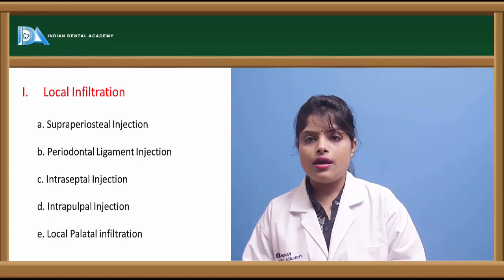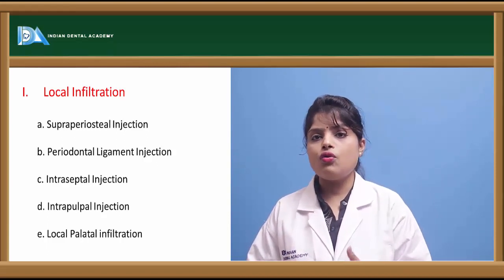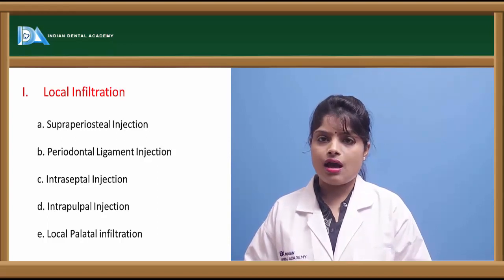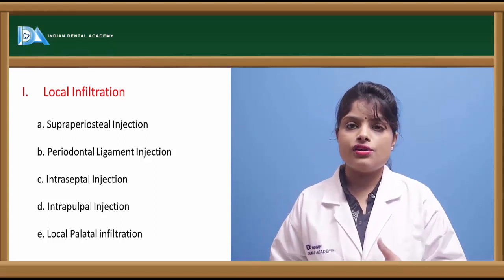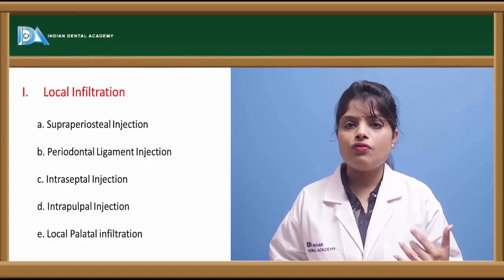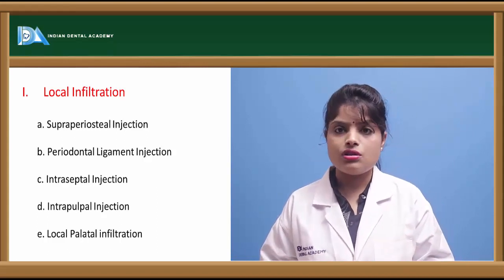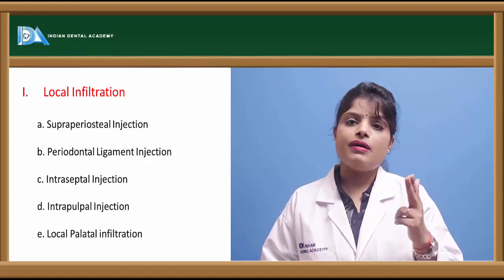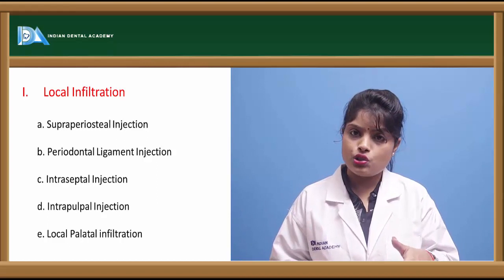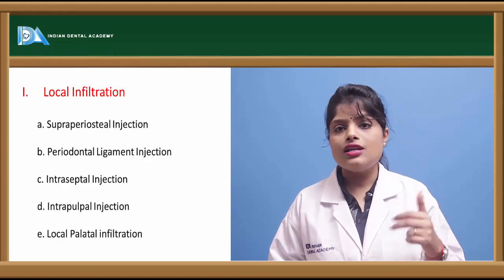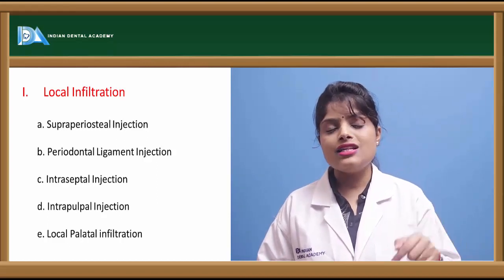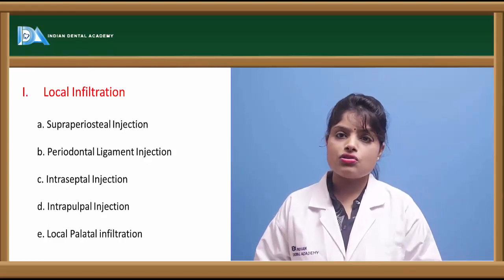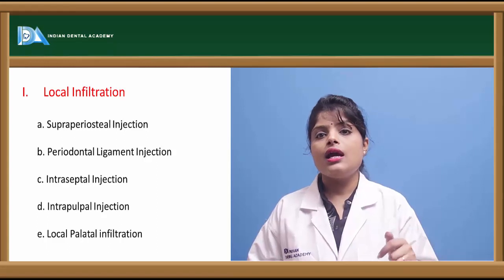Then come the various types of local anesthesia techniques. The various types of local anesthesia techniques are either block or infiltration. Infiltration can also be of various types. The infiltrating injection can be subperiosteal, that is, above the periosteum but inside the skin and the tissues. Then comes the intrapulpal, where we directly inject the local anesthetic solution into the pulp during pulp therapy procedures like pulpectomy and pulpotomy.